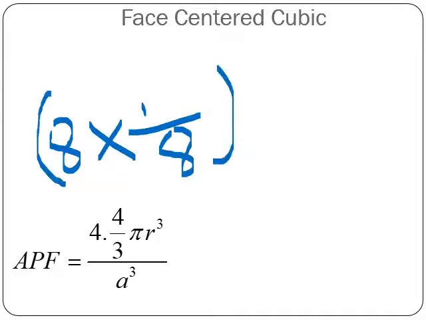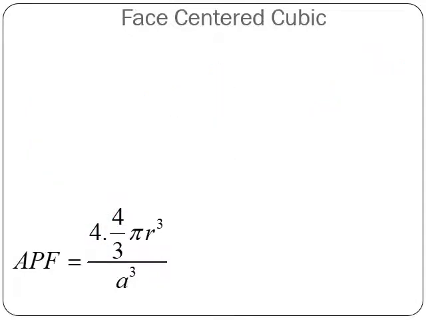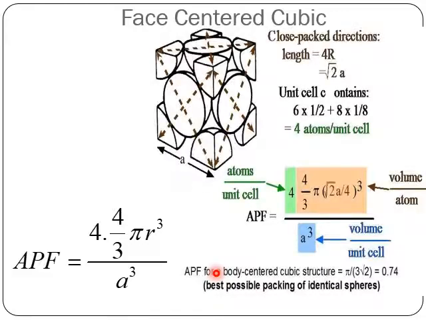Plus, there are 6 atoms, one at each face, which are shared by 2 unit cells. That's 1 by 2. So you will get 1 from the corners and 3 from the faces, a total of 4. That's how exactly we calculate the effective number of atoms in a face centered cubic. So it is 4 into 4 by 3 pi r cube, and a cube again remains the same.